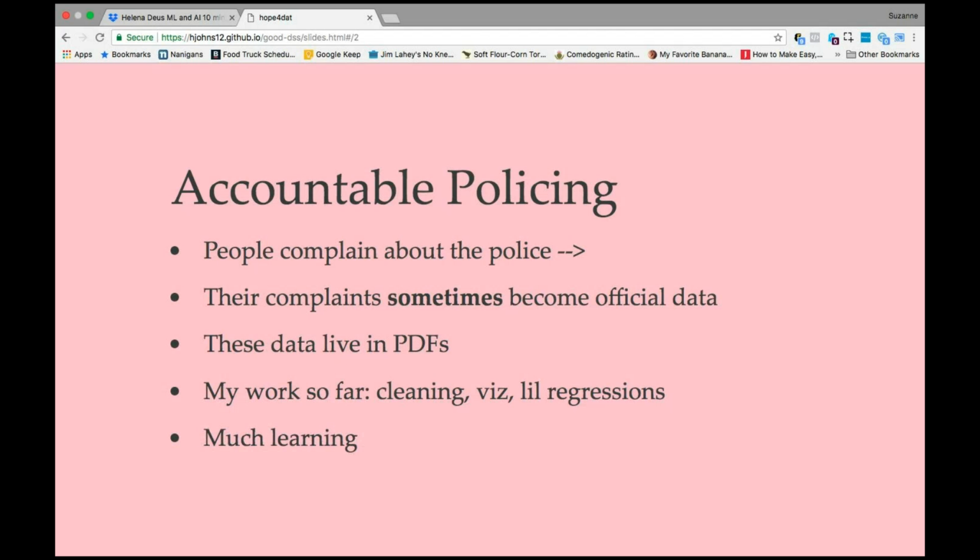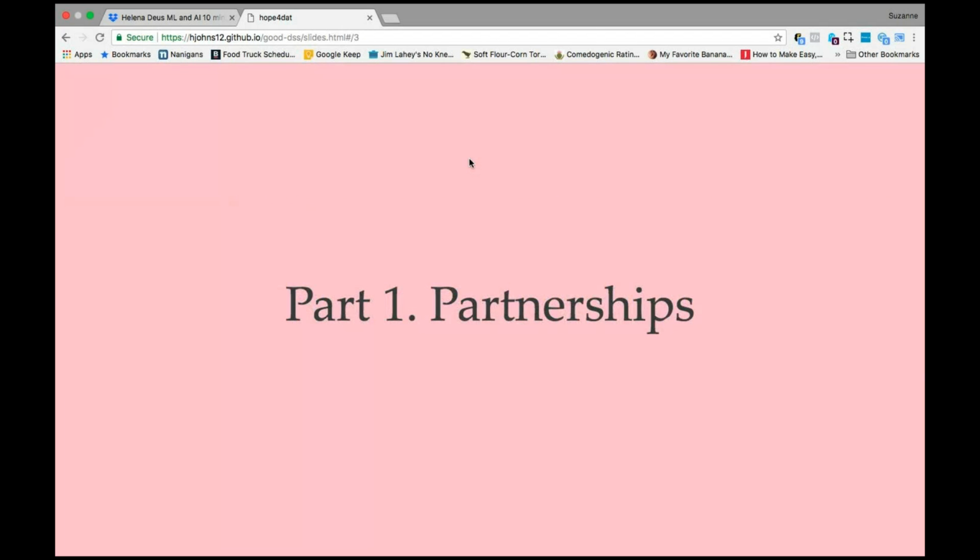And I've learned a lot of things along the way, and so those lessons are what I want to share with you guys. These are the things that I believe differentiate grassroots data science from business data science. So the first is partnerships.